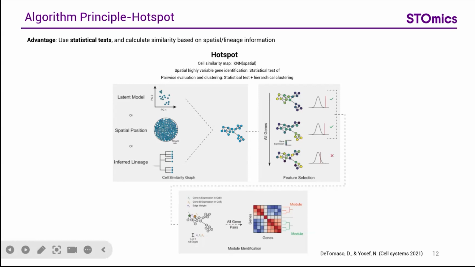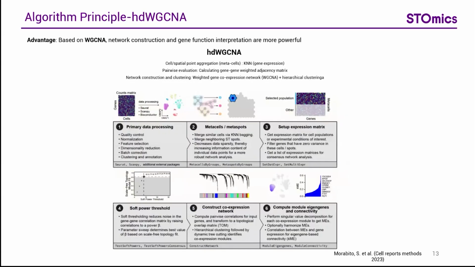statistical testing methods, where the corrected p-values are easier to understand, and it calculates gene similarity not only based on the spatial information, but also the phylogenetic information to integrate multiple data types.